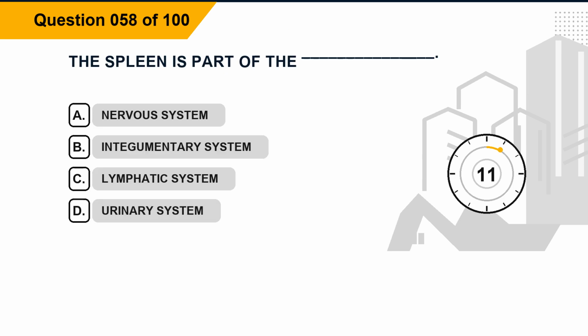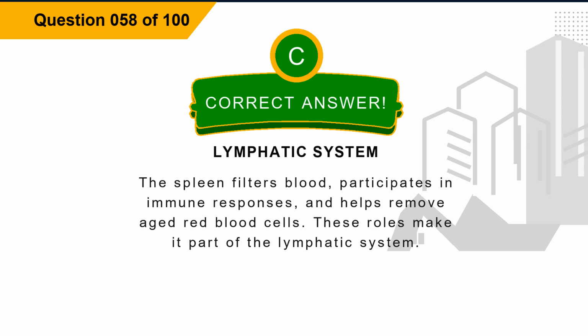Question 58. The spleen is part of the blank. Option A, nervous system. Option B, integumentary system. Option C, lymphatic system. Option D, urinary system. The correct answer is option C, lymphatic system. Explanation. The spleen filters blood, participates in immune responses, and helps remove aged red blood cells. These roles make it part of the lymphatic system.